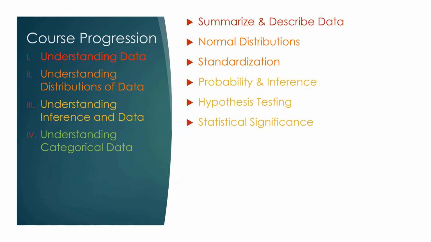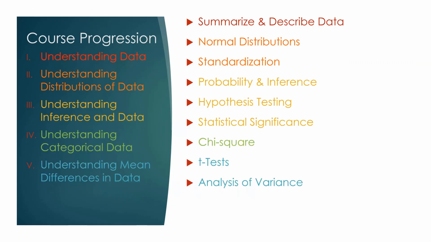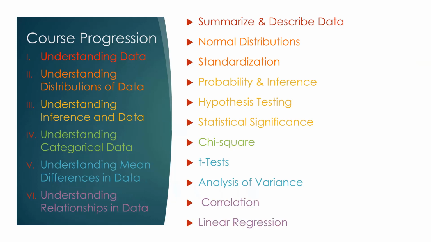So we're going to start with understanding categorical data, which involves learning about a chi-square. Understanding mean differences in data looks at t-tests and analysis of variance. And then finally, we'll wrap up the class with understanding relationships in data. And the last 2 stats you'll learn are called correlation and linear regression.